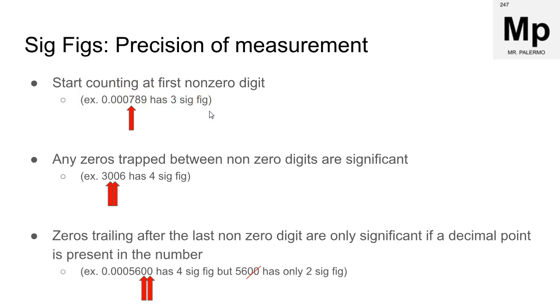Second thing to remember is that any zeros that are trapped between non-zeros are always significant. So these two zeros here are significant because they're trapped between the 3 and the 6, which are non-zeros. So this has 4 sig figs.